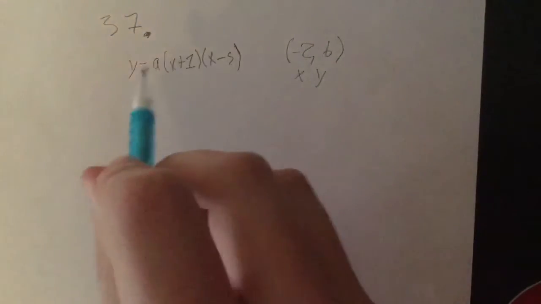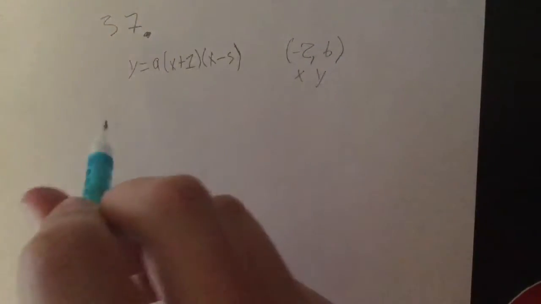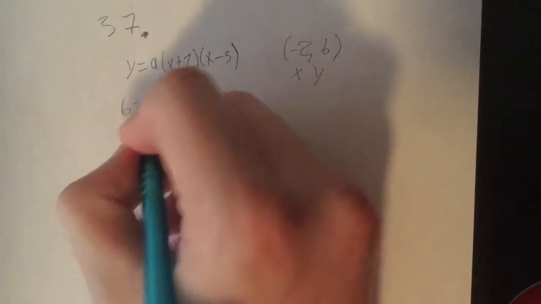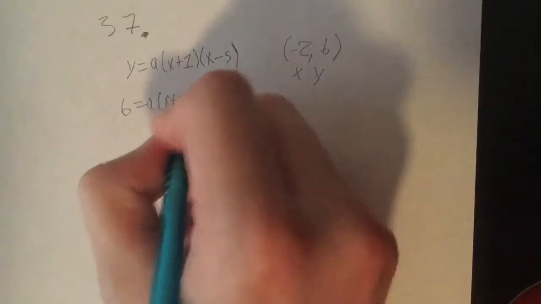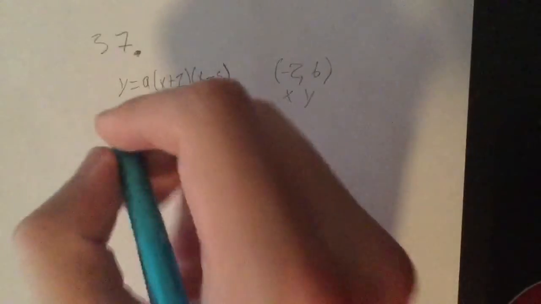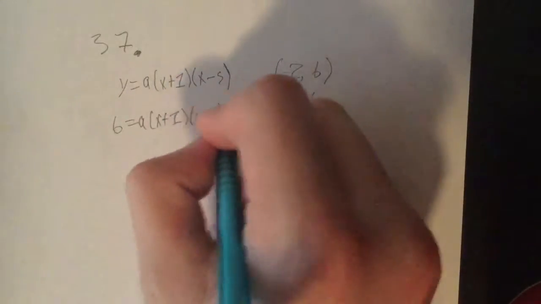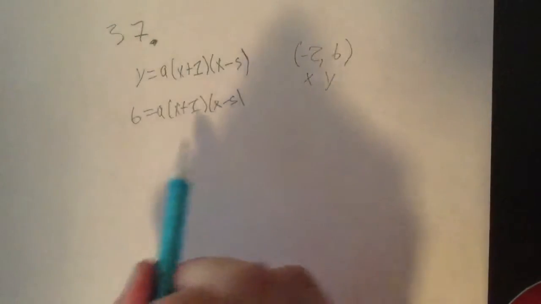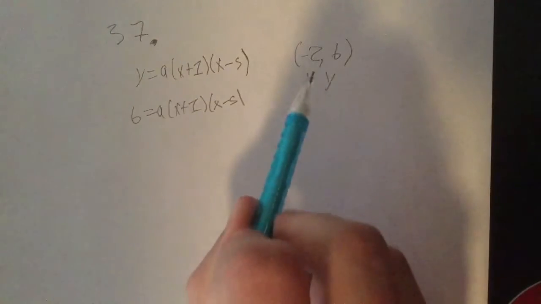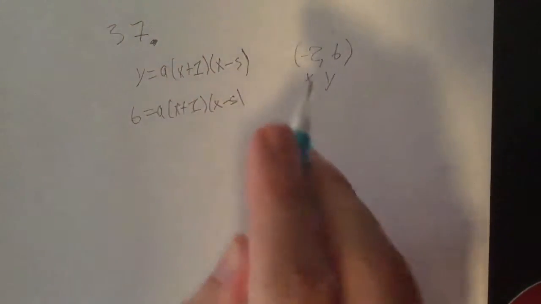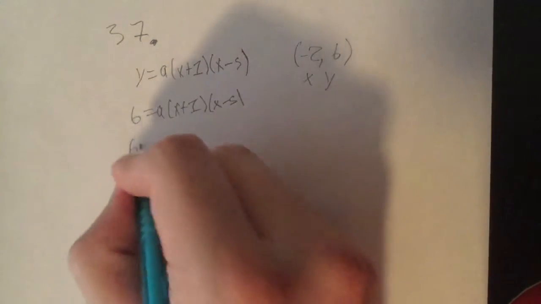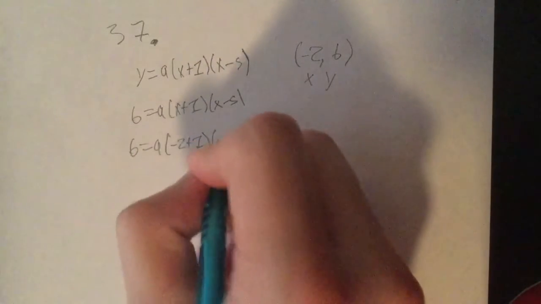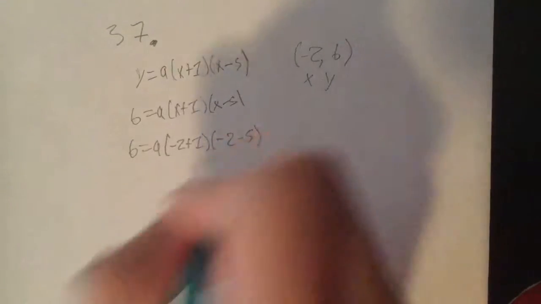From here, all we have to do is plug these numbers into the equation. So we're just going to plug in 6 for y. So we're going to have 6 equals a times (x plus 1), parentheses (x minus 5). Alright, we're going well here. Next thing we're going to be doing is plugging in the -2 for the x values. So we're going to have 6 equals a times (-2 plus 1), and then (-2 minus 5).